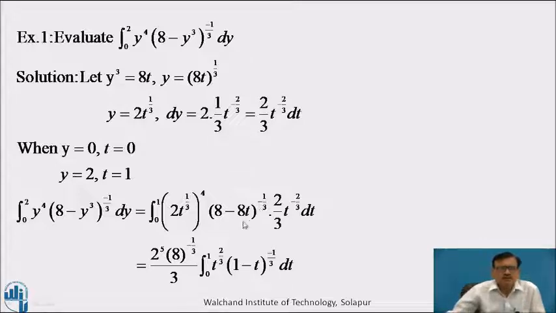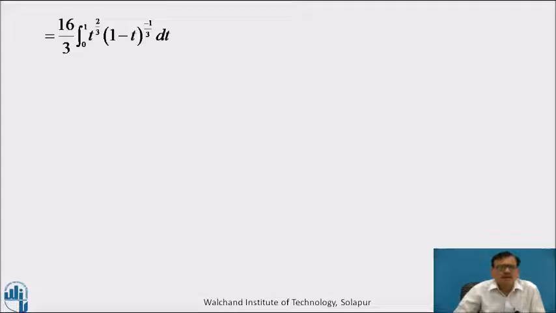and which is equal to, taking 2 common, 2 raised to 4 into 2, that is 2 raised to 5, into 8 raised to minus 1 by 3, divided by 3, into the integral from 0 to 1 of t raised to 2 by 3 into (1 minus t) raised to minus 1 by 3 dt, which is equal to 16 by 3 into the integral from 0 to 1 of t raised to 2 by 3 into (1 minus t) raised to minus 1 by 3 dt.